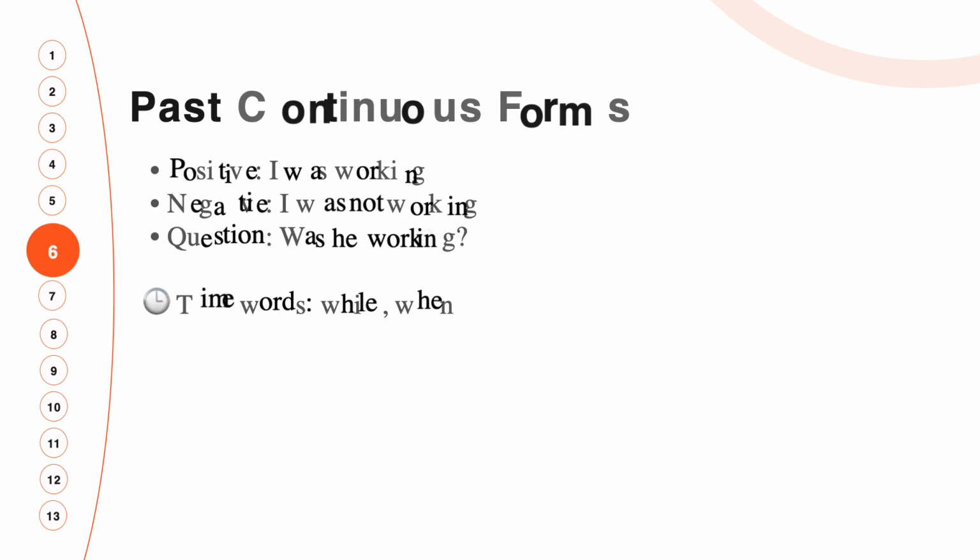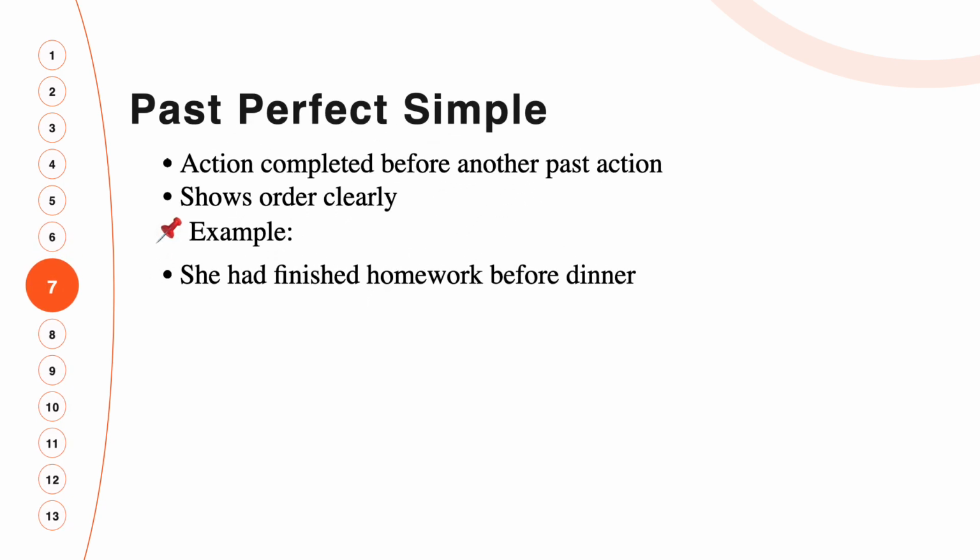Now let's move on to past perfect simple. So in past perfect simple, there are two of them given. Action completed before another past action. Shows order clearly. Example is, she had finished her homework before dinner. So, past perfect simple is an action that has been completed before another past action.